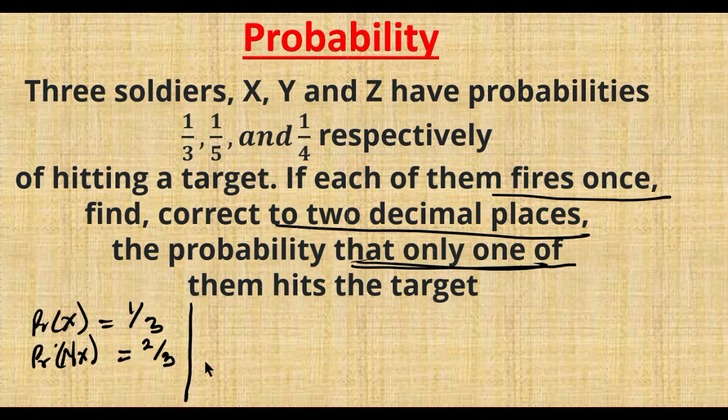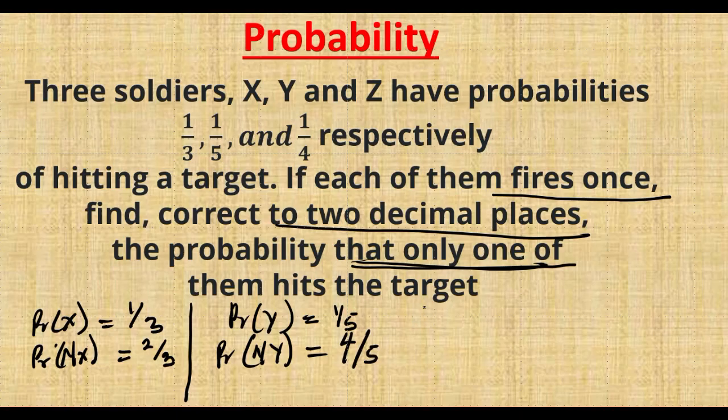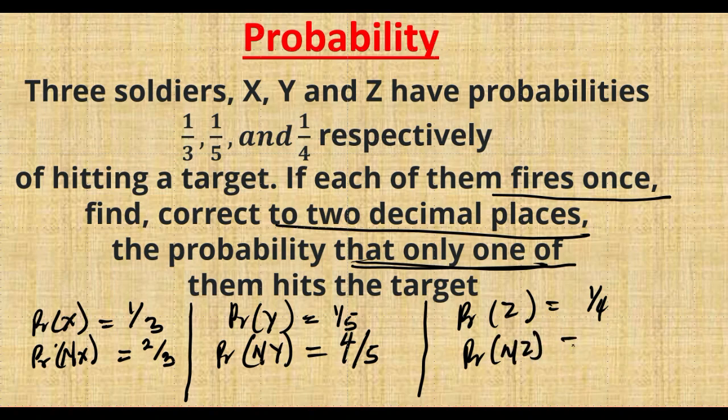Same thing will happen to Y. The probability of Y hitting the target is 1 over 5, and the probability of Y not to hit the target is 4 over 5. Same thing for Z. The probability of Z to hit the target is 1 over 4, and the probability of Z not to hit the target is 3 over 4.